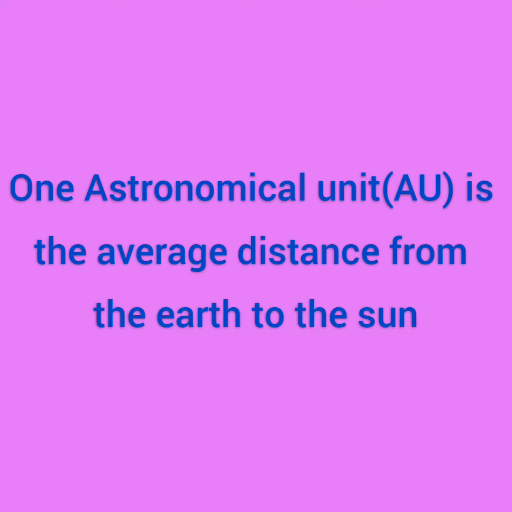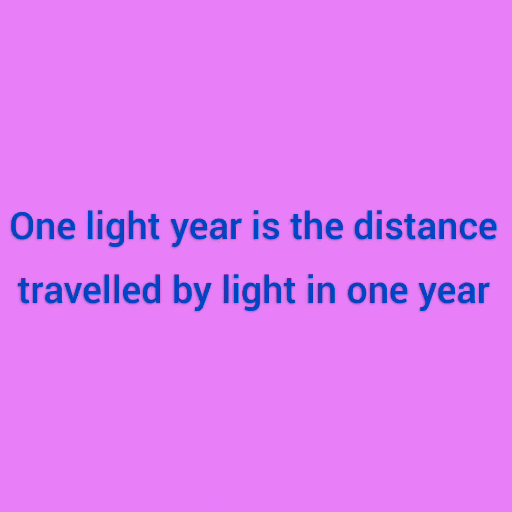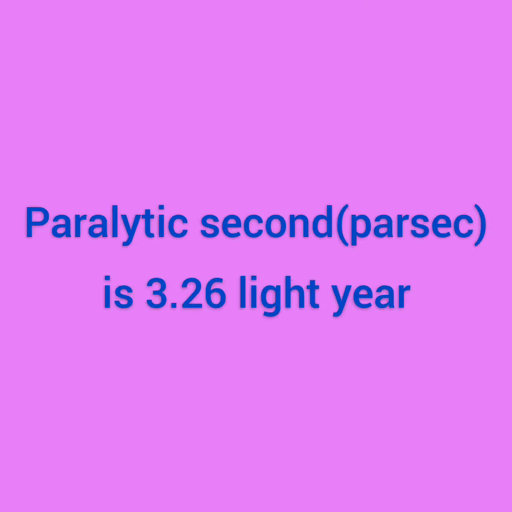Astronomical unit is one such unit. One astronomical unit is the average distance from the Earth to the Sun. It's approximately equal to 15 crore kilometers. 1 light year is the distance traveled by light in 1 year. In vacuum, light travels 3 lakh kilometers in 1 second. Now, 1 parallactic second or parsec is equal to 3.26 light year.